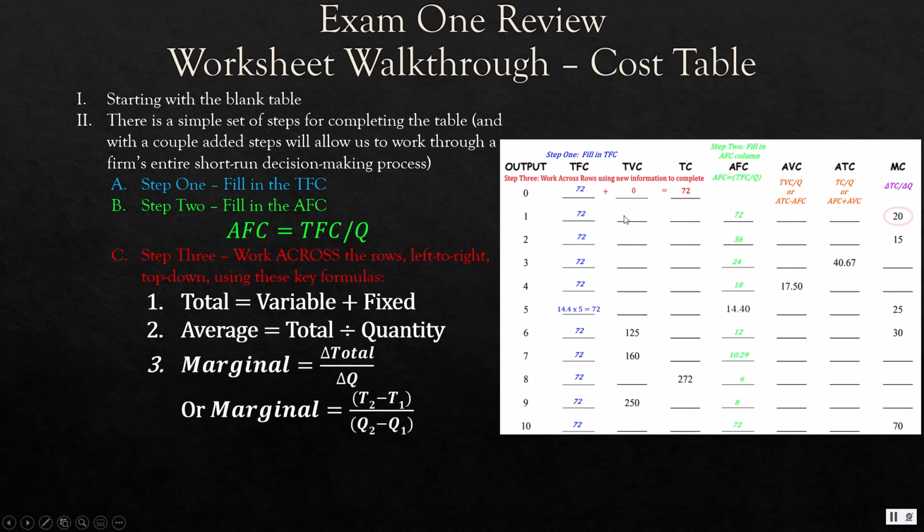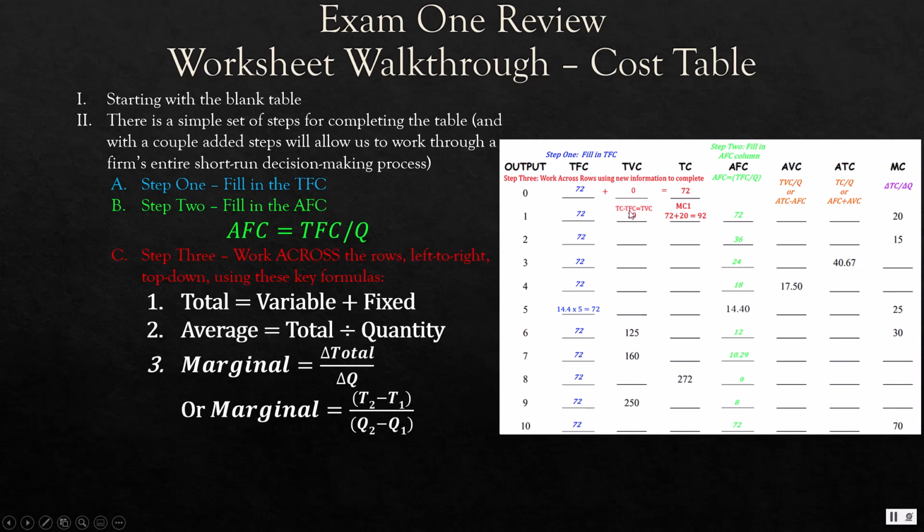Now I move on to unit number 1 of output. My new piece of information is that I have $20 of marginal cost for unit 1. Now the marginal cost means it's the change in total cost divided by the change in quantity. We've moved up 1 unit, so my total cost has risen by $20 from the previous unit. So I can take 72, the previous total cost, plus the marginal cost of 20, and I get a new total cost of 92.